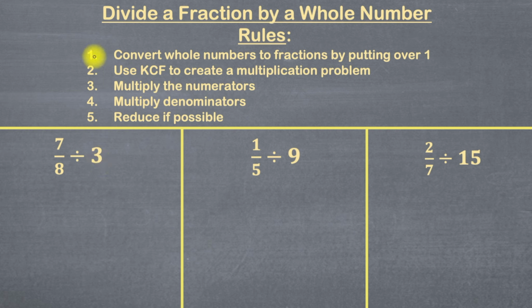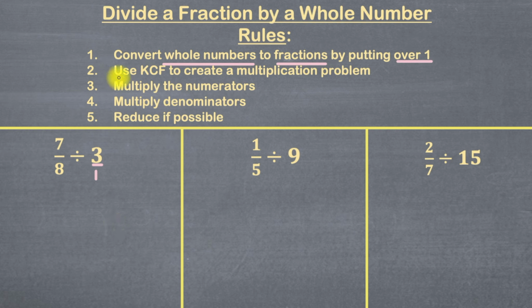Rule 1 says to make sure we convert any whole numbers we have in our problem to fractions by putting them over 1. Here's what that means. This 7 over 8 is a fraction. This 3 is not a fraction. It's a whole number. And since it's a whole number, we're going to turn it into a fraction by putting it over 1. So that's going to make it a fraction. So this 3 is no longer just going to be 3. It's going to be 3 over 1.